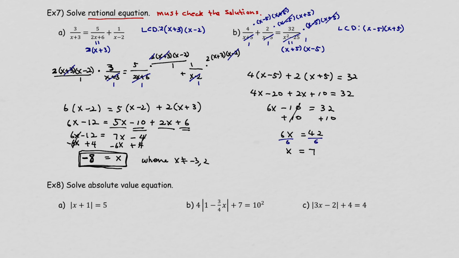That's my solution. What were the restrictions? The restrictions are -5 and +5. So it's okay to keep our solution 7. 7 is okay to have as a solution. And this is how we're going to solve rational equations.